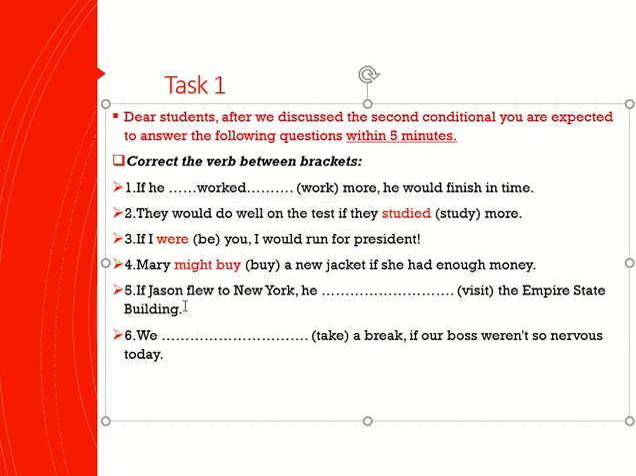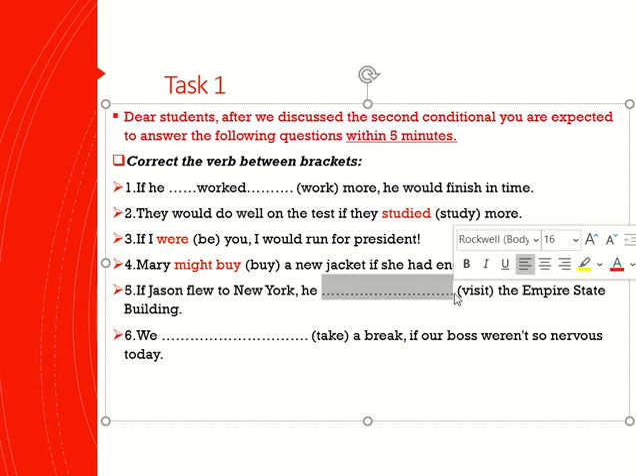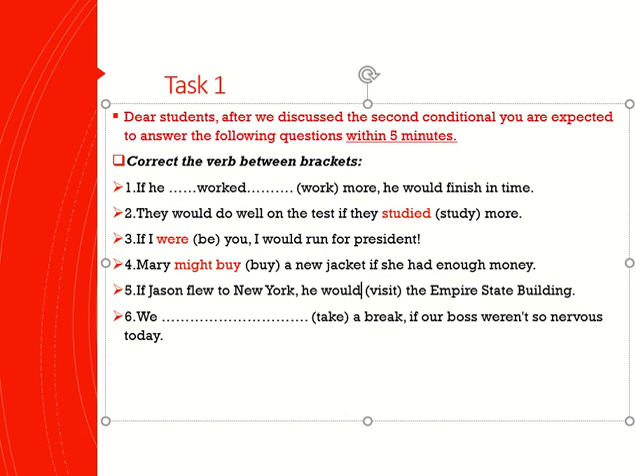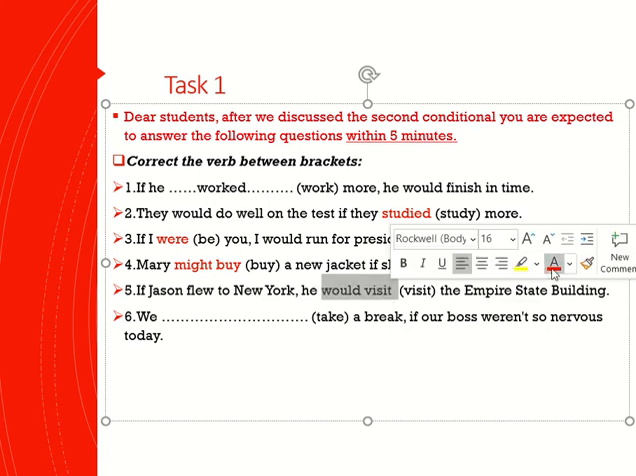5. If Jason flew to New York, flew, this is the verb 2 of fly. Here, he space visit the Empire State Building. So what can we put in this space? Right, he would visit. He would visit the Empire State Building.